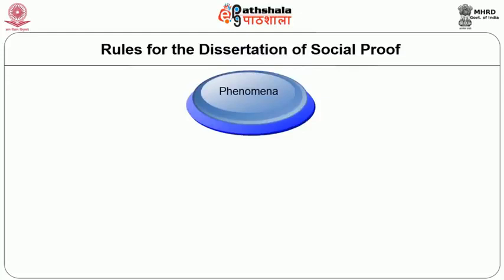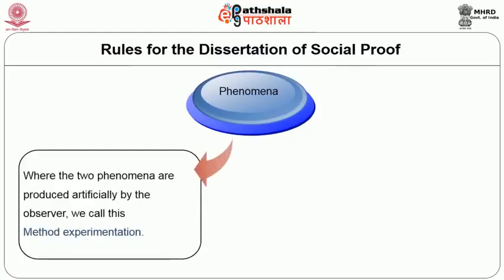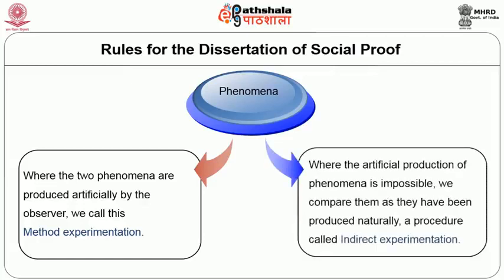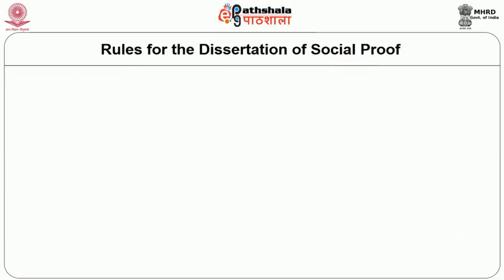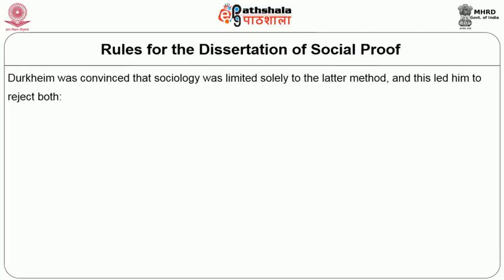Where two phenomena are produced artificially by the observer, we call this method experimentation. And where the artificial production of phenomena is impossible, we compare them as they have been produced naturally, a procedure called indirect experimentation or the comparative method. Durkheim was convinced that sociology was limited solely to the latter method.